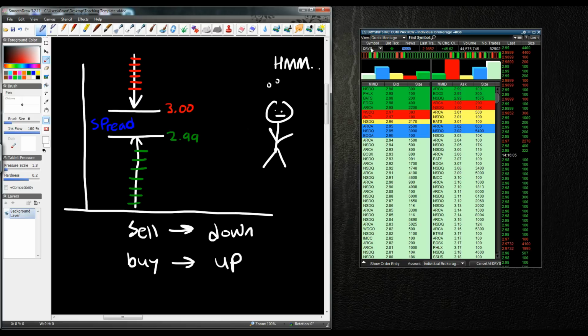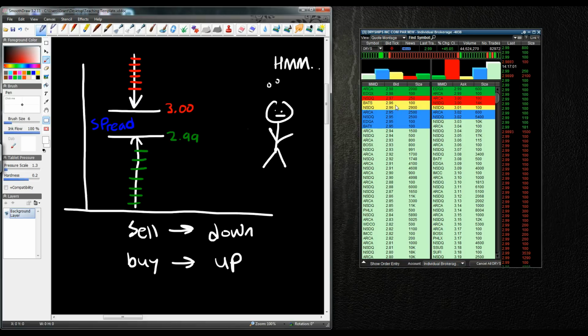Another thing I like to do on my level two feed is to have the symbol name, this is the Dry's company, and the bid tick, which is nice too. Anytime you have a red arrow, it doesn't necessarily mean that there was a red trade or a green trade. It basically means that the current best bid, right now 2.98, is on a down tick. That means this best bid is lower than the previous best bid.